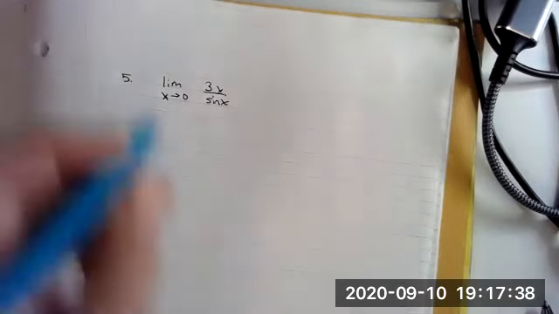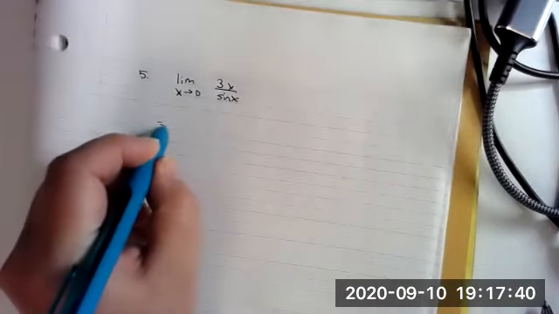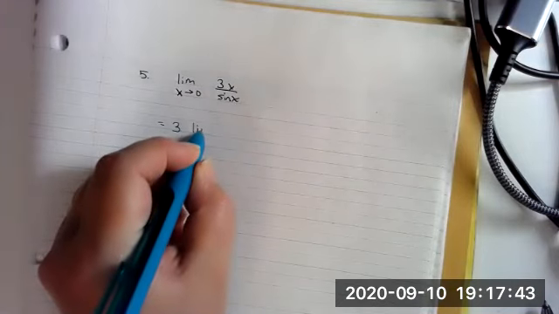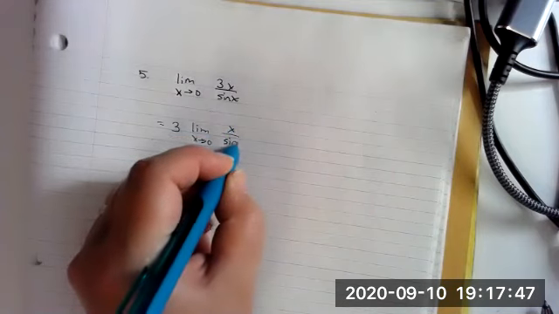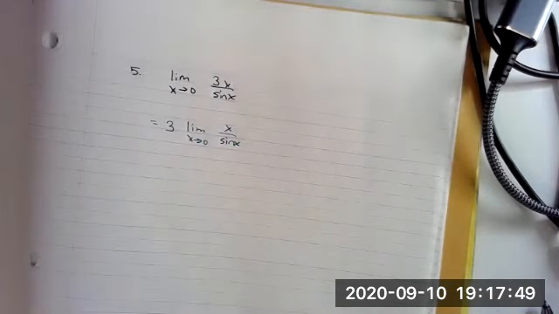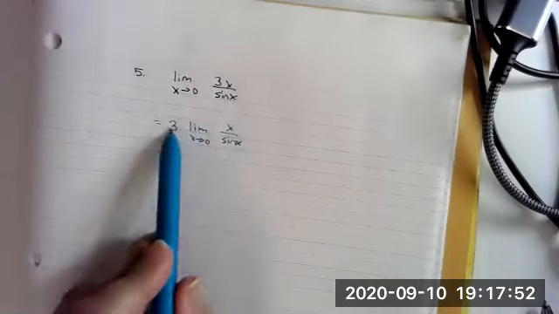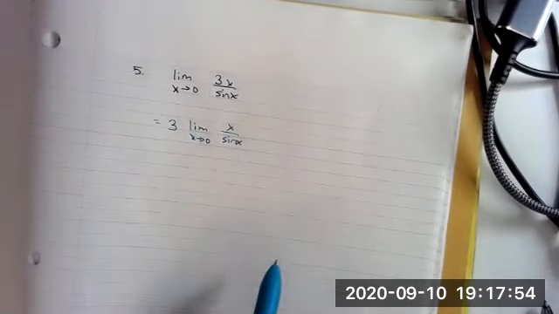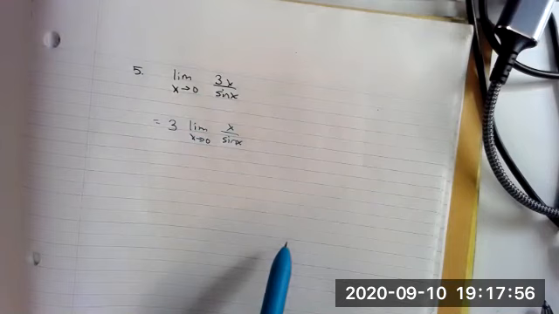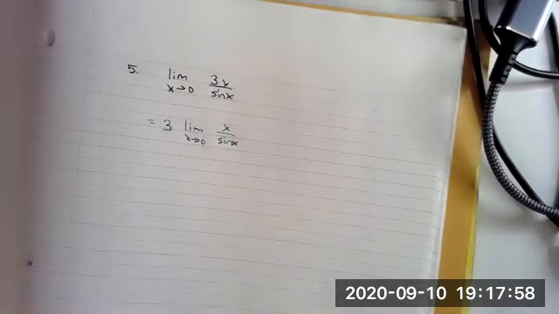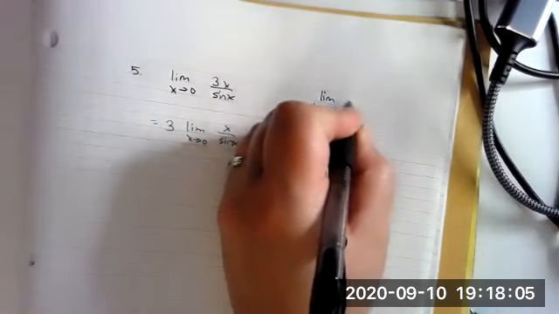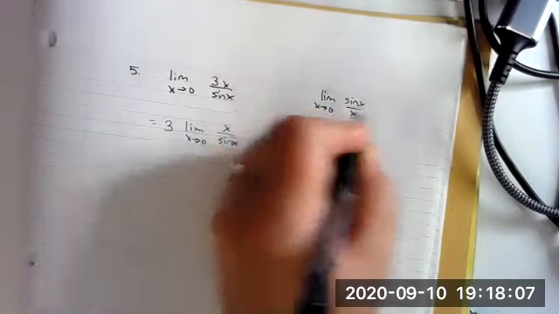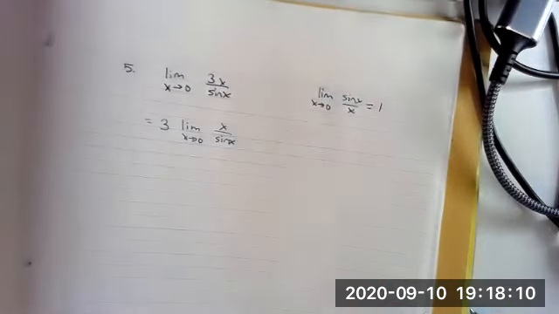So one of the rules about limits is that this is equivalent to this, 3 times the limit as x approaches 0 of x over sine of x. Okay, so that 3 can actually go outside of the limit. We're still multiplying it, okay? And then another thing that we need to refer to is that, remember that the limit as x approaches 0 of sine of x over x is a special limit and it approaches 1.